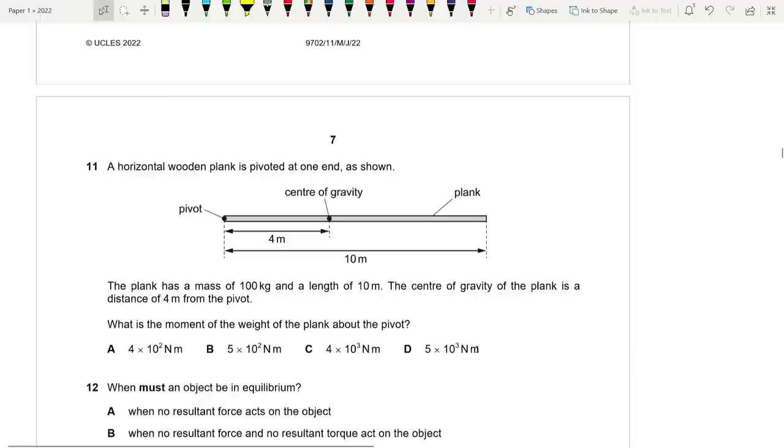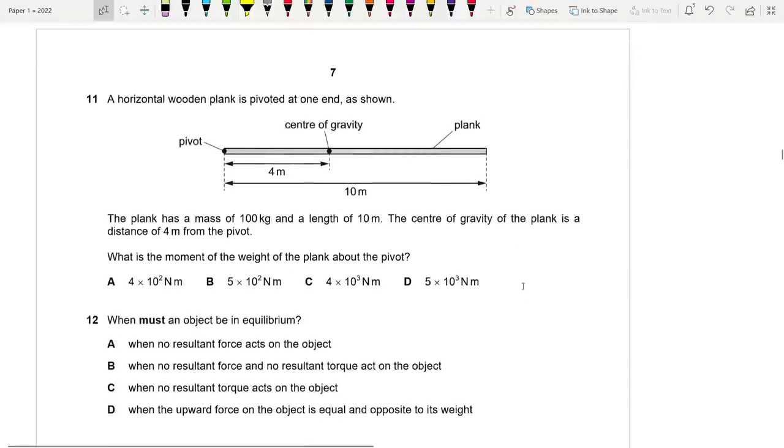So for 11, a horizontal wooden plank is pivoted at one end as shown. The plank has a mass of 100 kg and a length of 10 meters. The center of gravity of the plank is a distance of 4 meters from the pivot. What is the moment of the weight of the plank about the pivot? Okay. So this is the center of gravity. The weight will act through the center of gravity. It has a mass of 100 kg.